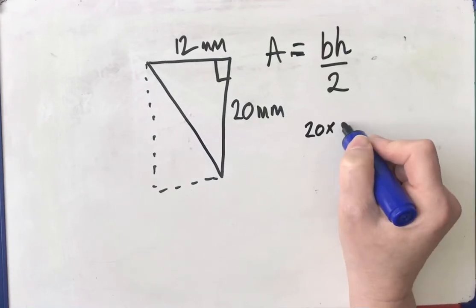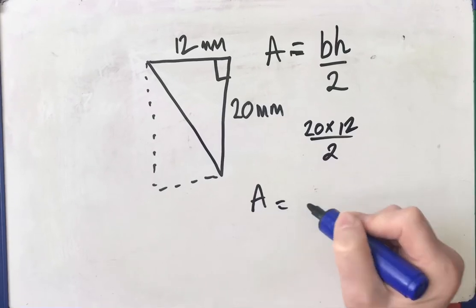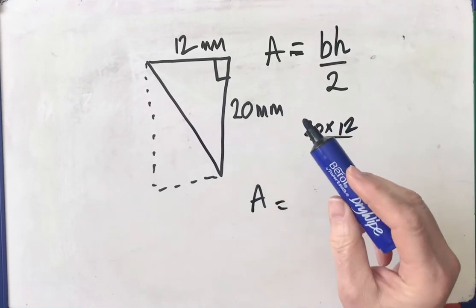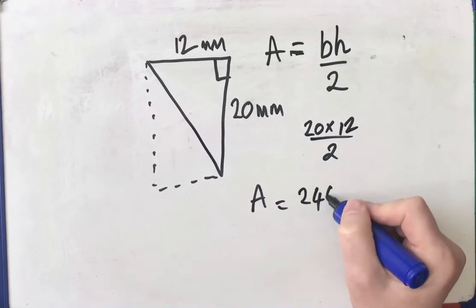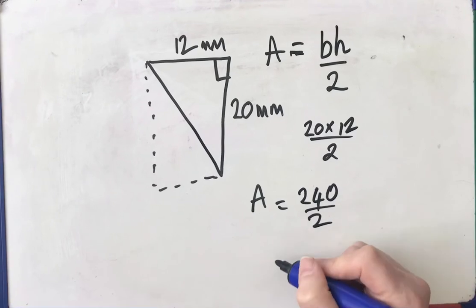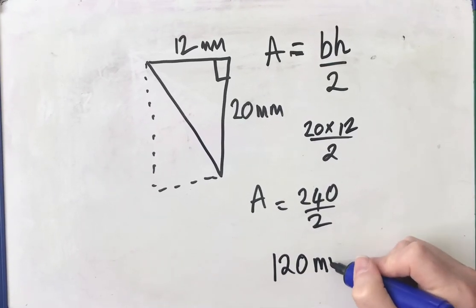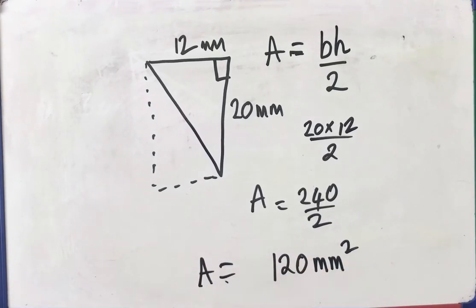So 20 times 12 divided by 2, the area of this triangle, get it right this time, is 20 times 12, so 2 12s are 24, so 240. Divided by 2, which is 120. Now the units for area are squared units. So the area of the triangle is 120 millimetres squared.